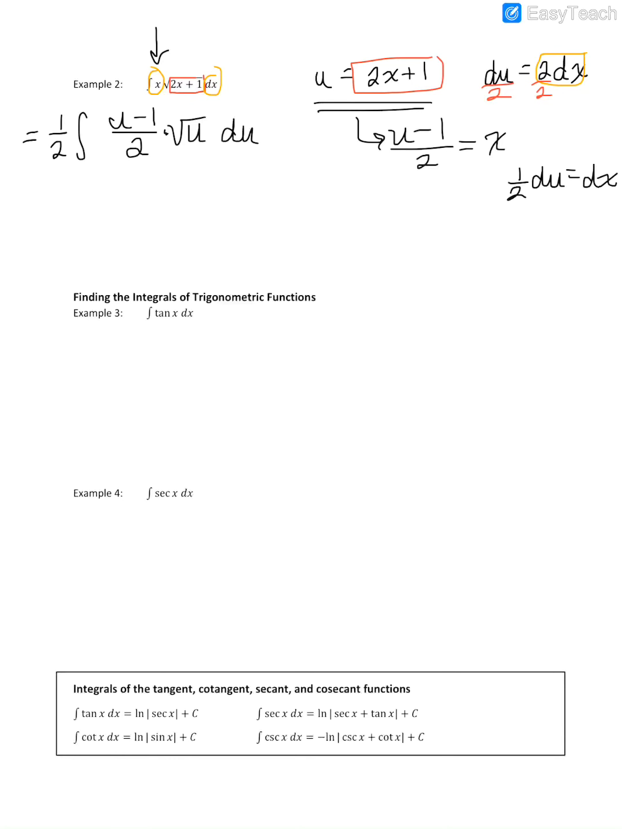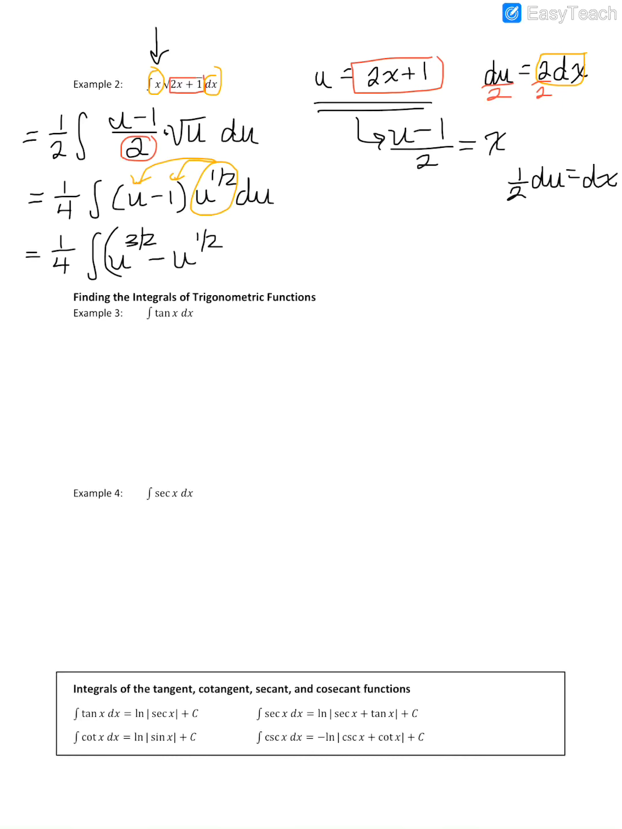First thing we're going to do, take out this 2. So I become 1/4 on the outside. Then I'm going to rewrite this as u to the 1/2. And if you notice here, what I can do now is I can actually distribute this into my parenthesis. So 1/4 u to the 3/2 minus u to the 1/2. And now this is just regular integral.